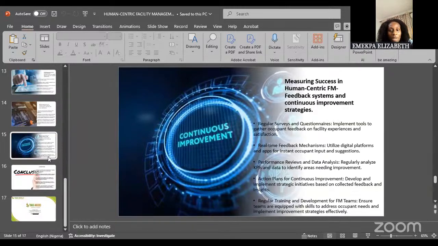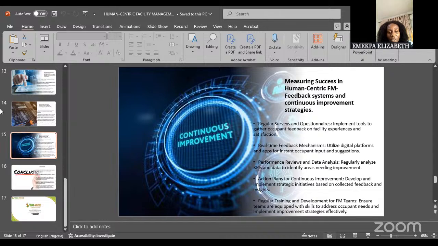Okay, yes. So, regular surveys and questionnaires: implement tools to gather customer feedback on participation and satisfaction. It's never enough. You always need to get as much as possible because, as I mentioned earlier, you cannot satisfy everyone. As much as possible, give your best, and when your best is given, the customers will give you feedback. All right, real-time feedback mechanisms: utilize digital platforms to get fast input and suggestions. Not every time you go with paper and pen. Sometimes, send them survey links, all right?